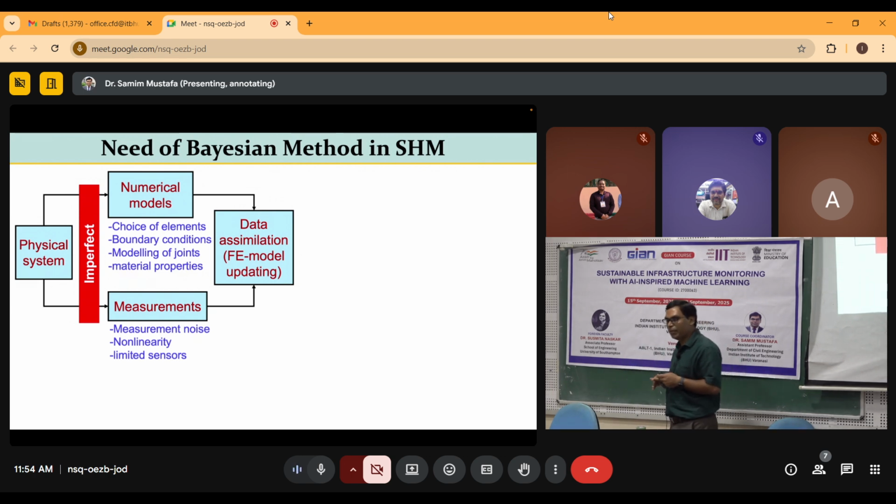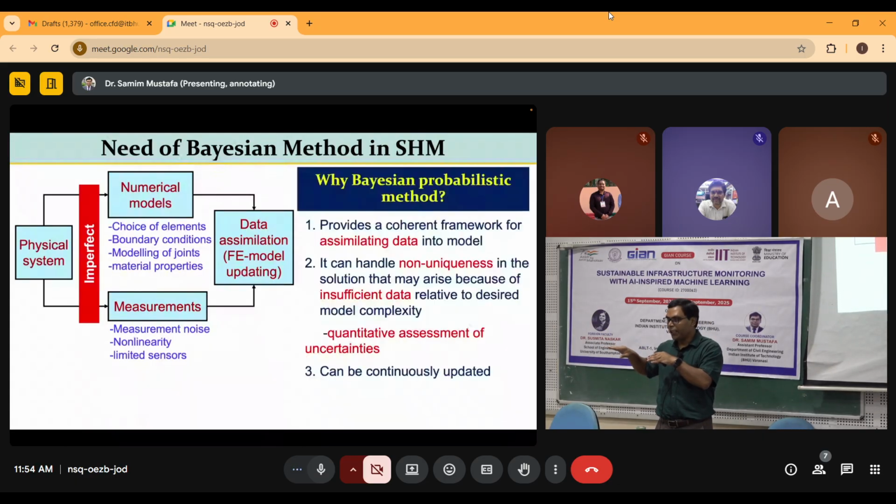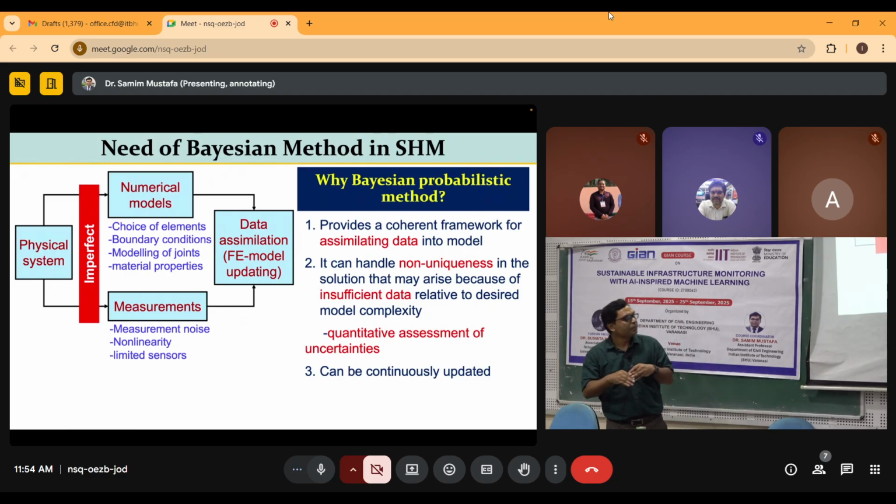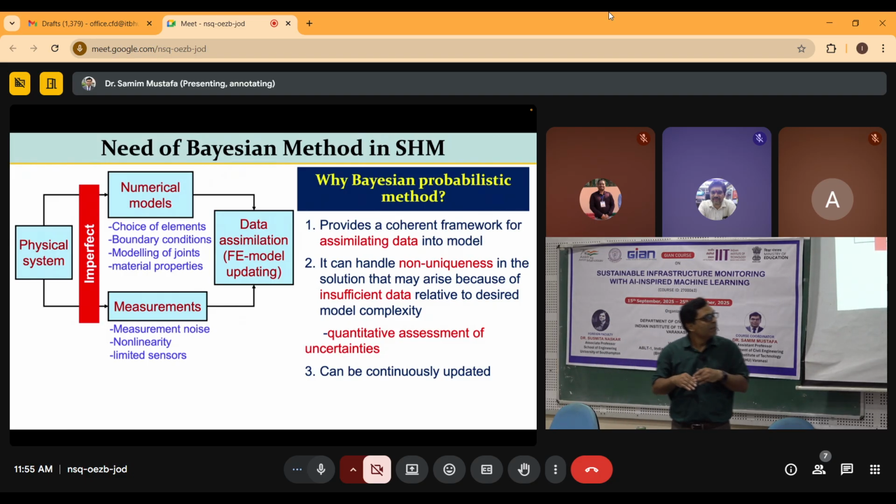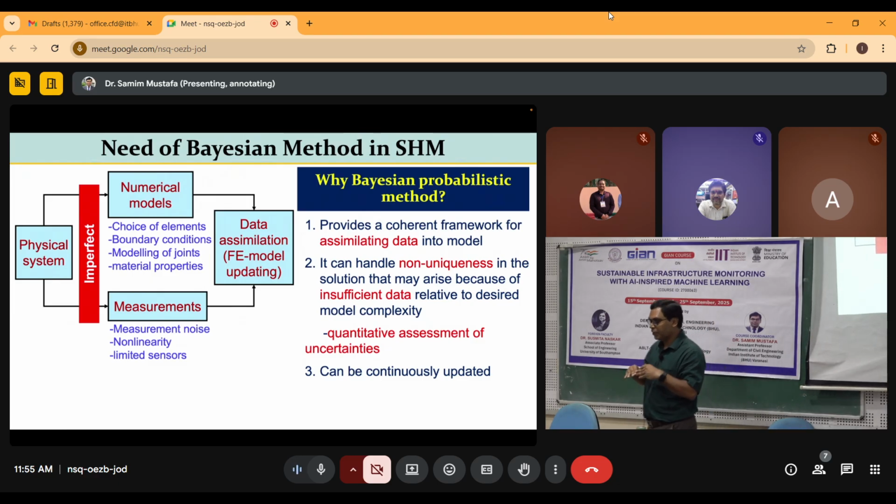So what are the advantages of Bayesian probabilistic method? It can take into account all the information that are available. Like it could be field observation, means measurement. It could be engineering judgment, means your own experience or someone else's experience can be incorporated as a prior information. So all those things can be incorporated into the model. So that is called data assimilation or assimilating data.